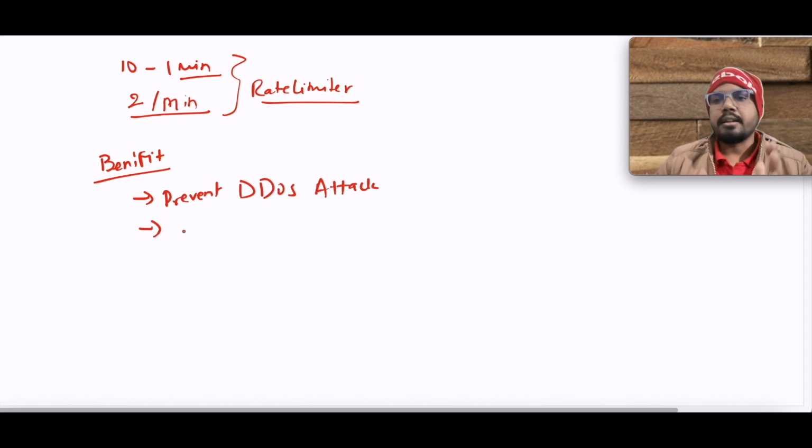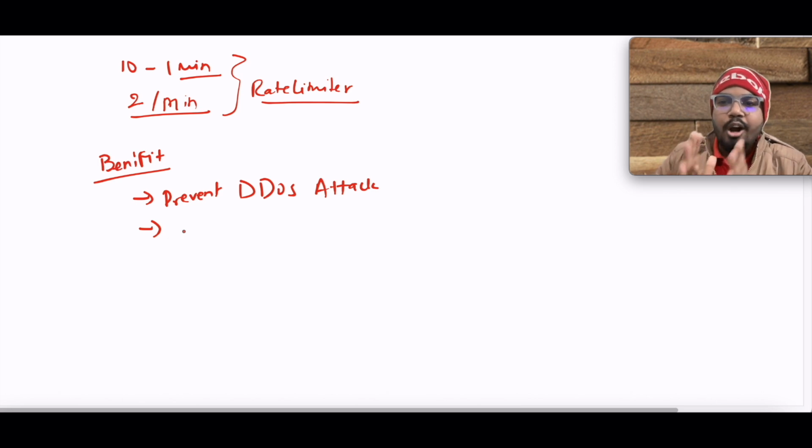The second benefit is that it reduces cost. Suppose a company is using a third party API and pays on an hourly basis for those APIs. In this condition we need to limit the requests, so the cost will be reduced. So the second benefit is reducing the cost.